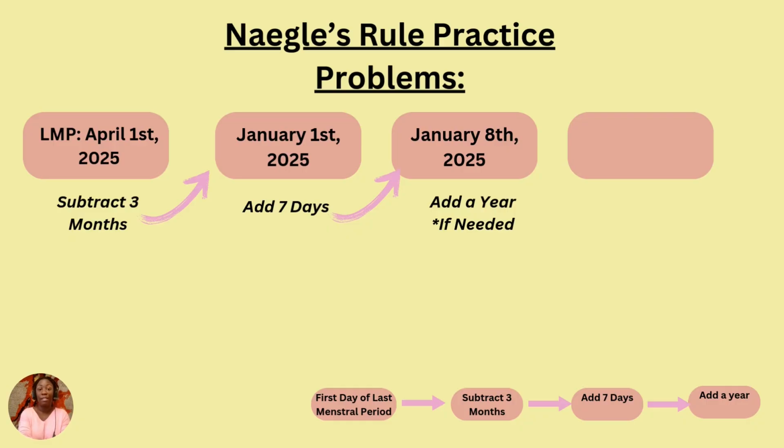So if a woman's last menstrual period occurred between April through December, that means she is going to be delivering in the following year. So we're going to go ahead and add a year to the date of January 8th, 2025 to give an estimated due date of January 8th, 2026. So if the first day of a woman's last menstrual period happens April 1st of 2025, then her expected due date is going to be January 8th of 2026.